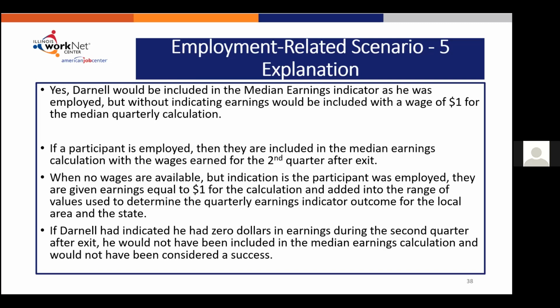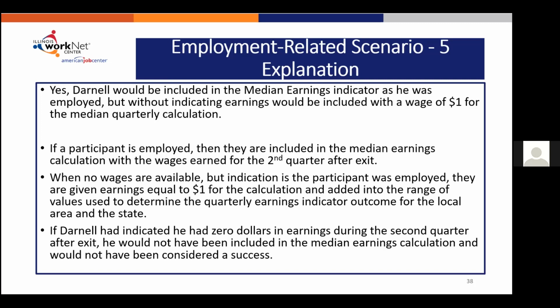And that's because if a participant is employed, they are included in the median earnings calculation with the wages earned for the second quarter after exit. But when there are no wages available, but it's indicated that the participant is employed, they're just given earnings equal to the $1 for the calculation, and they are added into that range of values that are used to calculate the second quarter earnings and listed for the local area and the state.